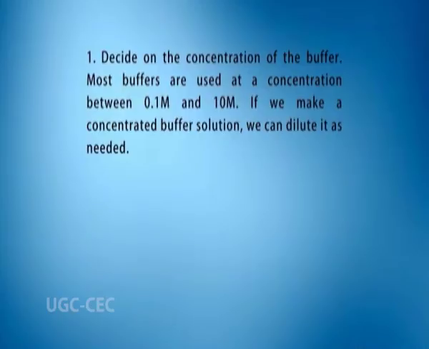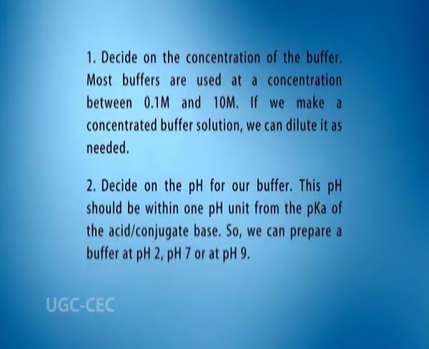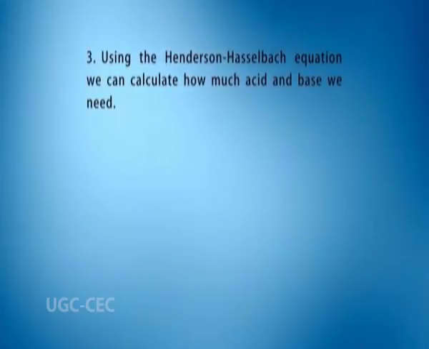First, decide on the concentration of the buffer. Most buffers are used at a concentration between 0.1 molar and 10 molar. If we make a concentrated buffer solution, we can dilute it as needed. Second, decide on the pH of our buffer. This pH should be within 1 pH unit from the pKa of the acid conjugate base. So, we can prepare a buffer at pH 2, pH 7 or at pH 9. Third, using the Henderson-Hasselbalch equation, we can calculate how much acid and base we need.